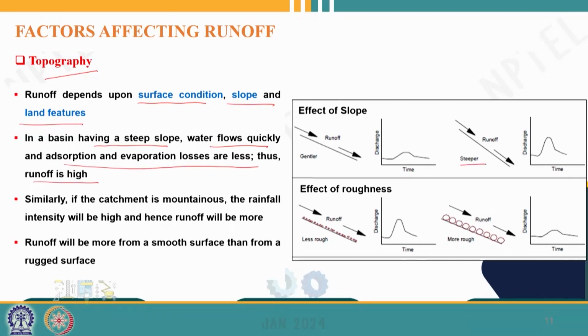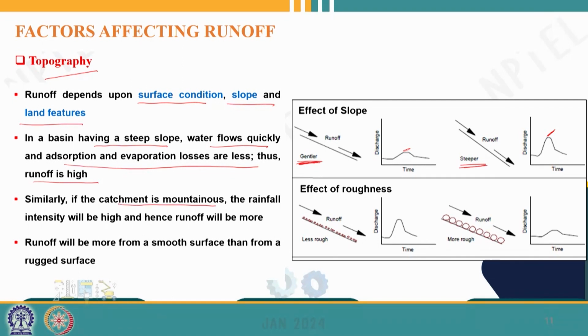So obviously if it is a steeper slope, the velocity of flow will be very high as compared to a basin having a gentle slope. So, obviously, because of that the flow will reach the outlet much faster. So, obviously, the peak will be much larger as compared to a flat or gently sloped basin, but flow will continue here for a longer time as compared to a steeper slope.